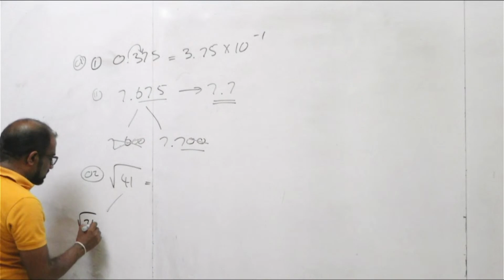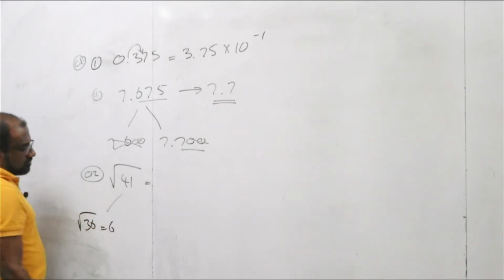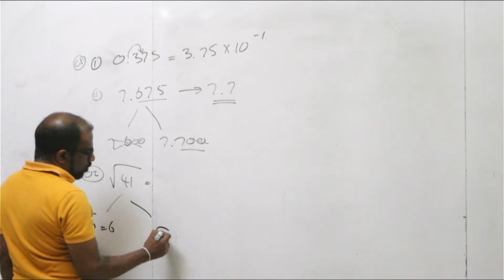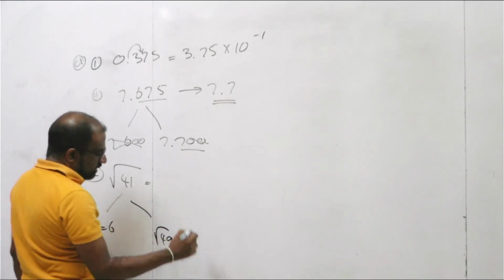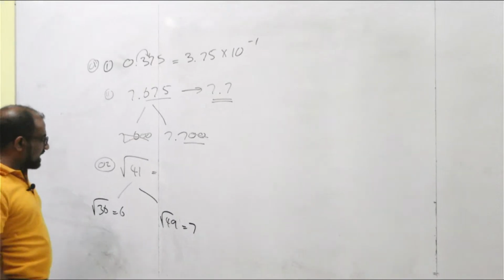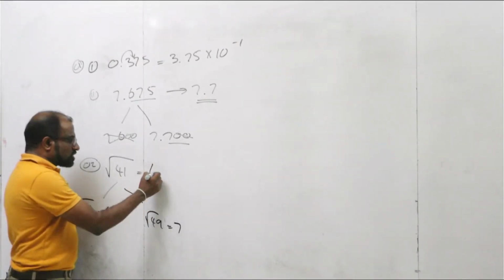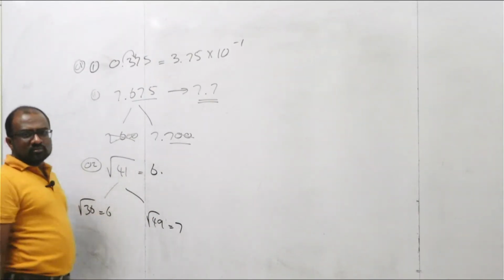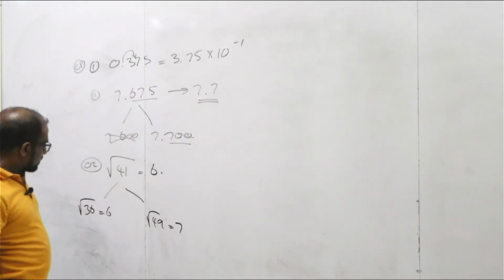Square root of 36 is equal to 6. Square root of 49 equals 7. Right? That means square root of 41 lies between 6 and 7. So 6 point, there is no problem in that. Okay?